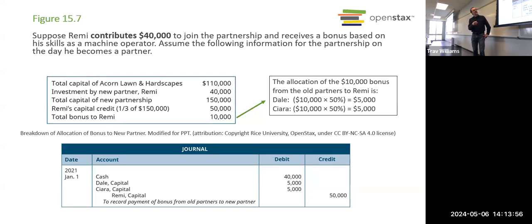Remy comes in, he only has to pay 40,000. Now there's 150,000 total, right? Divide that 3 ways. That means each partner gets $50,000 of capital. And remember, Remy only put in 40,000 in cash. So he's getting a $10,000 bonus. So now we see he puts in 40,000. Dale's capital goes down by 5,000. Ciara's capital goes down by 5,000. And Remy has 50,000. So he got the bonus. Okay, questions?